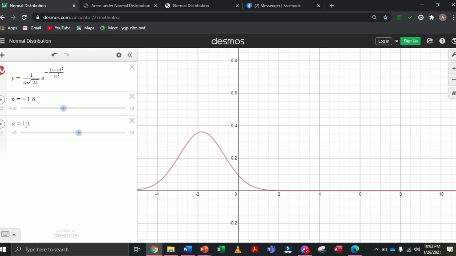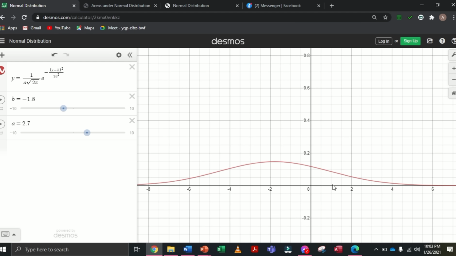So, paano naman natin nakikita yung magiging itsura ng graph kapag nagbabago yung value ng standard deviation? Yung standard deviation natin dito is 1.1. Ilagay natin sa 2.6. Ayan, makikita nyo class. Sabi kanina, kapag malaki ang value ng standard deviation, ano siya? Maliit lang, pero malawak. Mababa lang yung height ng normal curve pero malawak.